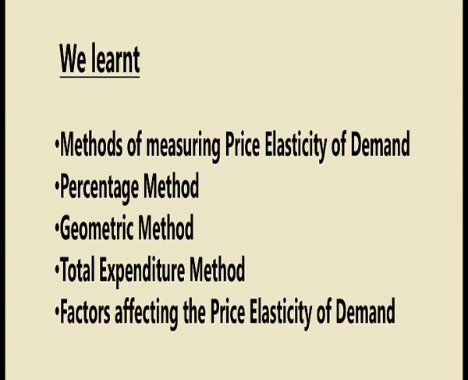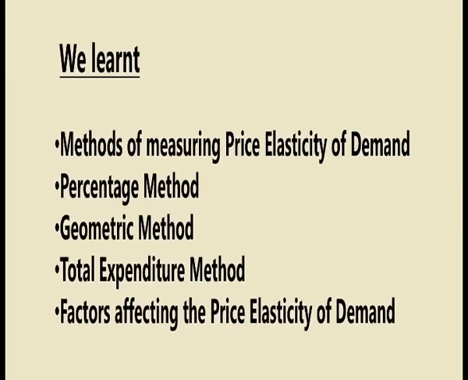It is the proportionate change in quantity demanded to the proportionate change in price. In the geometric method, we learned the price elasticity of demand on a linear demand curve, on a straight line demand curve. At various points of a straight line demand curve, we learned the price elasticity of demand. So, we also learned how to calculate the price elasticity of demand by the total expenditure method. The total expenditure method measures the price elasticity according to the total expenditure incurred by the consumer when the price of the commodity changes. So, this is what we have learned today.